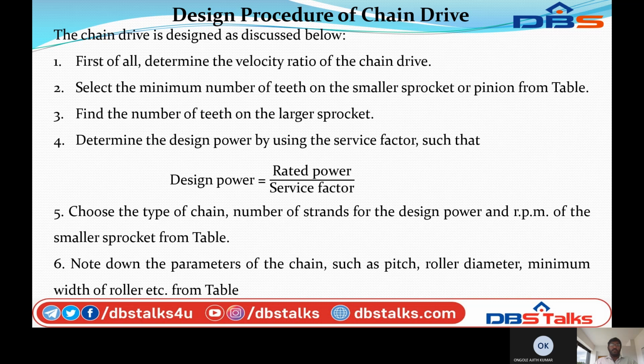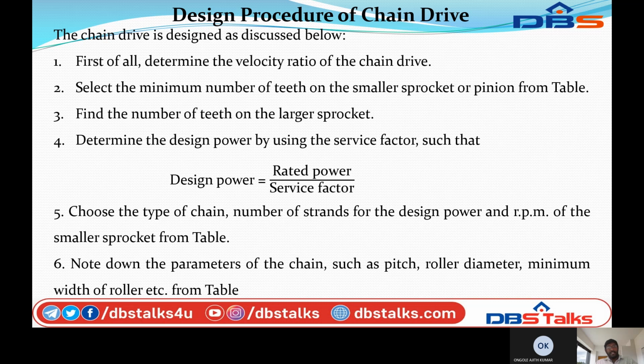Next, the last one, design procedure of chain drive. What is the procedure used in chain drives? The chain drive is designed as discussed below. First of all, determine the velocity ratio of the chain drive. Select the minimum number of teeth on the smaller sprocket or pinion from the table. Then, from the data book, find the number of teeth on the larger sprocket.